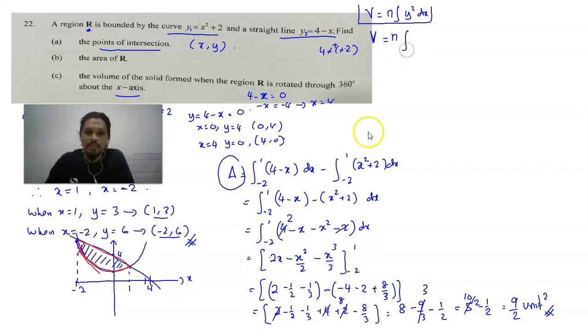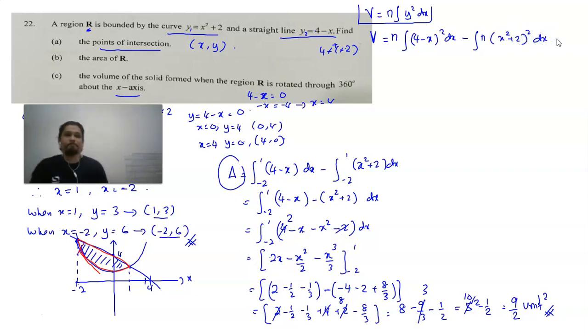Pi, first we look at this one here, 4 minus x, the straight line above. So it means that here we have integral of (4 minus x) squared dx, minus integral of, okay, 4 minus x minus this one here, then pi, (x squared plus 2) squared dx.